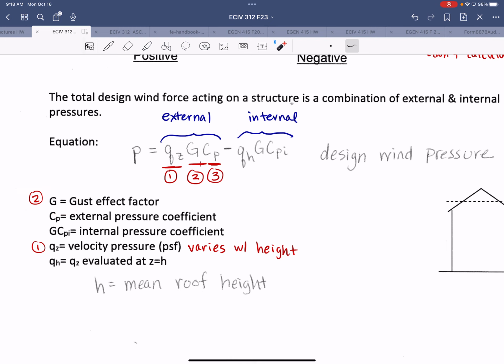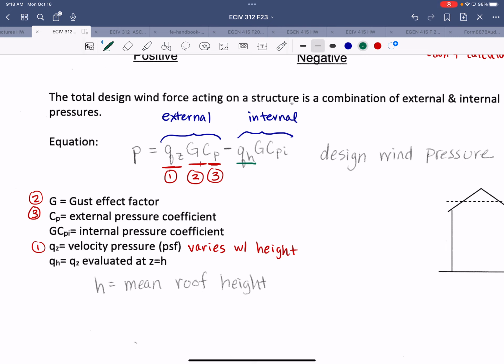If your building is considered to be flexible, which is beyond the scope of this class, so in this class we'll only have rigid buildings to consider. But if your building is flexible, then you have to calculate the gust effect factor, all right? But that's beyond this course. And then the third item, CP, is an external pressure coefficient. That will depend on which wall you are calculating pressures for, and we'll look at that when we get into the tables.